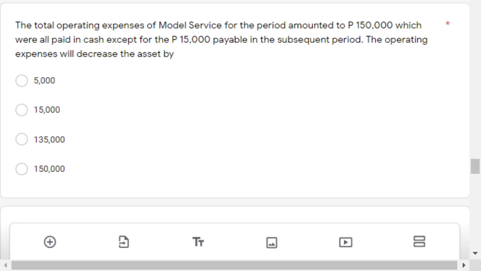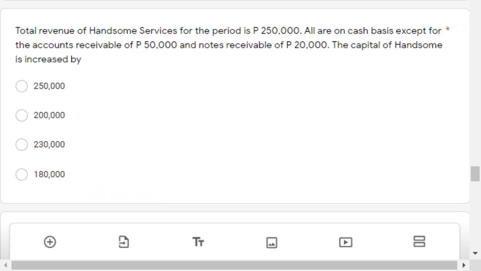Okay. So, next problem. The total revenue of Handsome Services for the period is 250,000. All are on cash basis except for the accounts receivable of 50,000 and notes receivable of 20,000 pesos. The capital of Handsome is increased by. So dito, kung ano lang naman yung revenue mo, yun naman yung magpapa-increase ng capital. Kasi wala naman din sinabi yung about sa expenses. So, ibig sabihin, yung answer natin dito is 250,000 pesos kung magkano yung revenue.